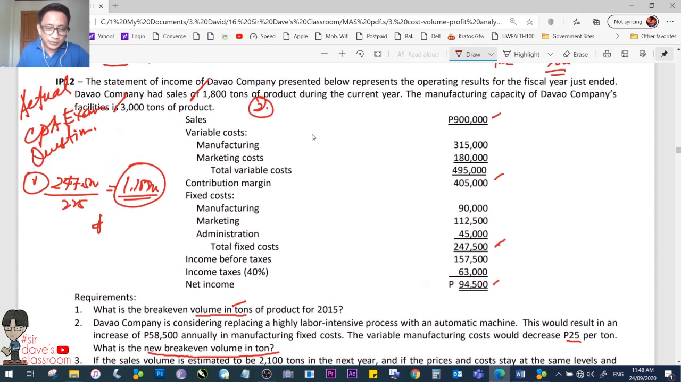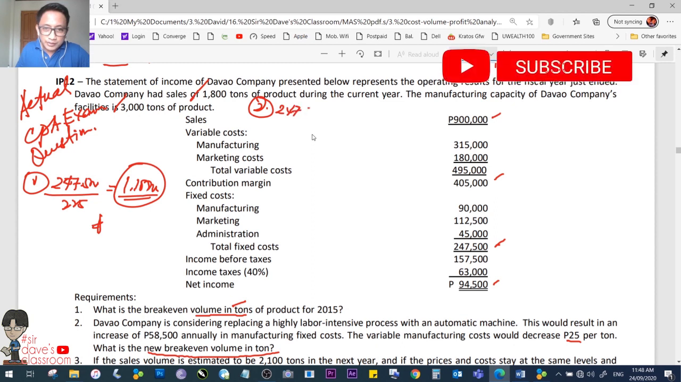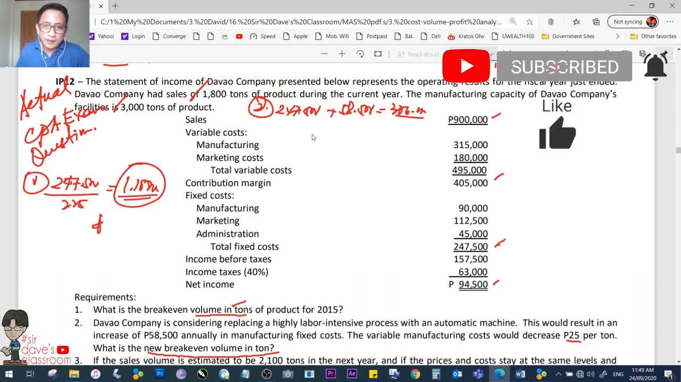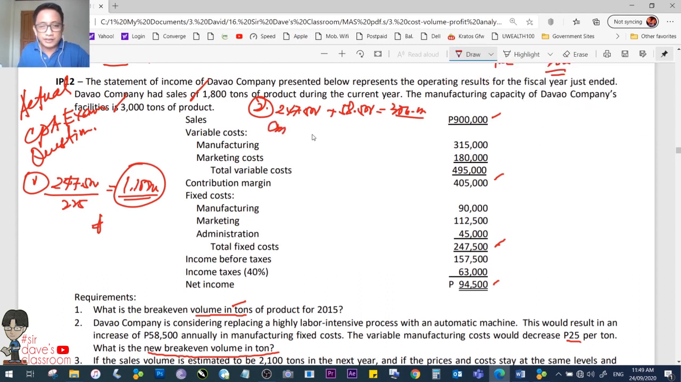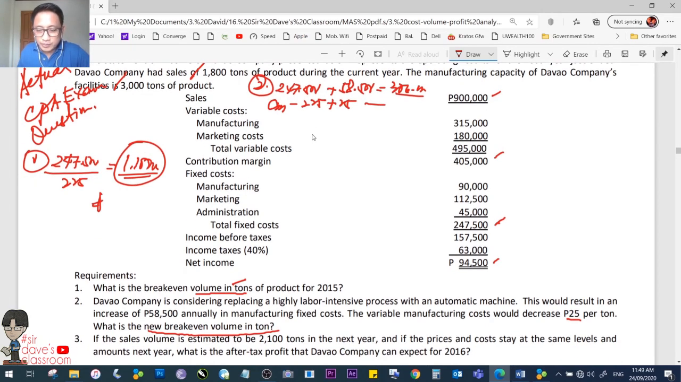So, for number 2, we will write here 247,500, originally our fixed cost, plus the increase of 58,500 that it mentions. Thus, it becomes 306,000 divided by contribution margin per unit. How much do we have there? 225 pesos plus 25 pesos. Why? The decrease of 25 pesos in variable cost is also what will increase your contribution margin since there was no change in the selling price. So, this one must be 250 pesos.